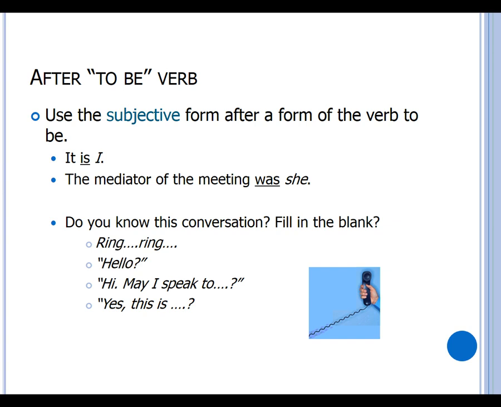The mediator of the meeting was she. Was is another linking verb that is a form of to be. So again, a subject pronoun, she, is needed. Use this sample phone conversation as a reminder.